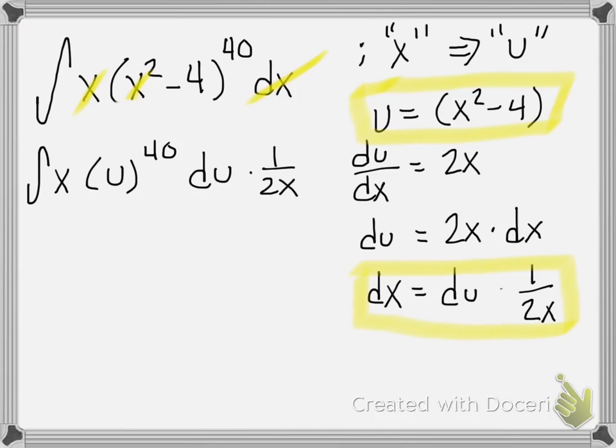Alright, so if you look, since all this is being multiplied, we have an x up here, which would be in the denominator, and we have a 2x right there. So those x's will be able to cancel. So we can rewrite that as u to the 40 times du, and times 1/2. Well, the 1/2 is a constant, so you could pull it out.